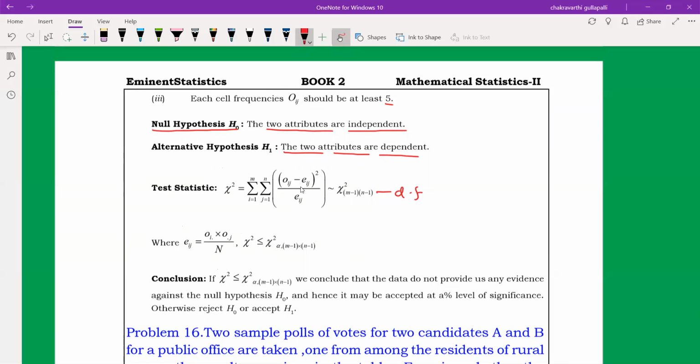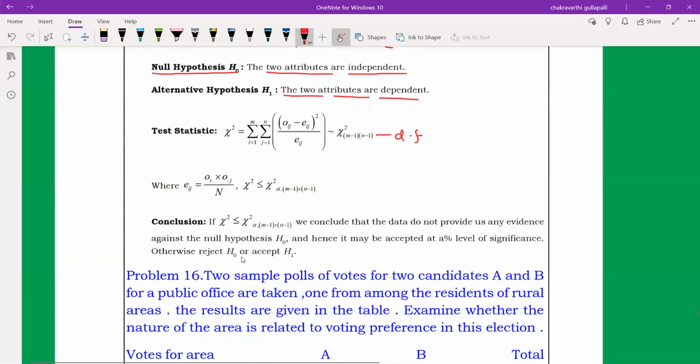Now we have to calculate the expected frequencies using the observed frequencies, using this formula. So Eij is equal to the ith row total times the jth column total, divided by capital N. So this gives Eij.